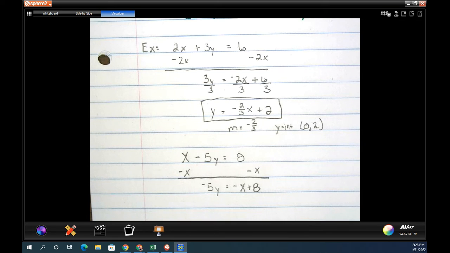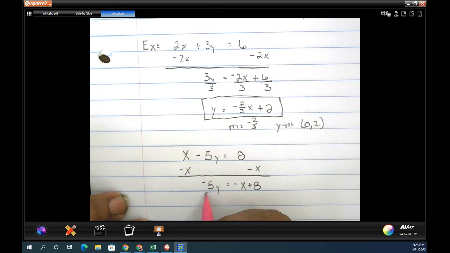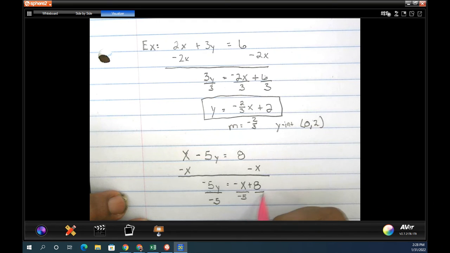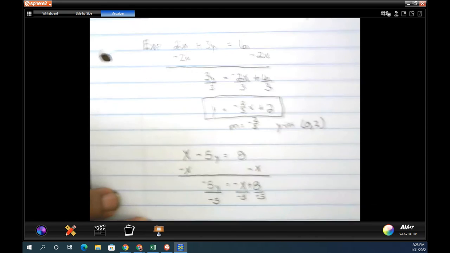What's the last rule there, Garcia? Divide everything by the coefficient of y. What's the coefficient, James? 5. Oh, it's not 5. It's what? Negative 5. Negative 5. So we divide everything by negative 5. This is where it gets interesting. The first part's no big deal. It's just y.